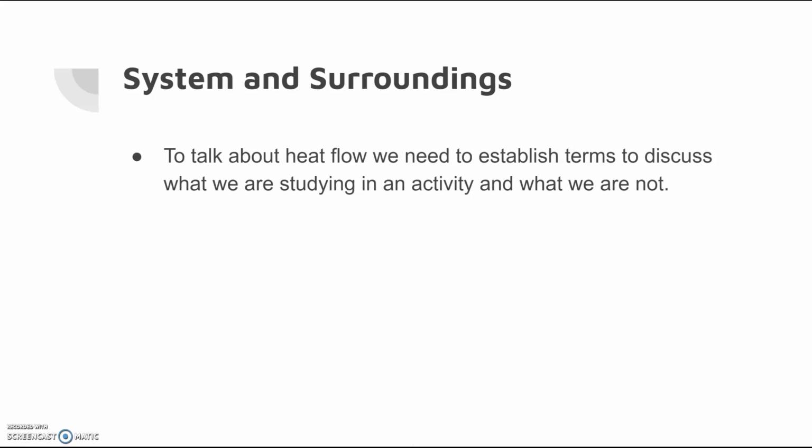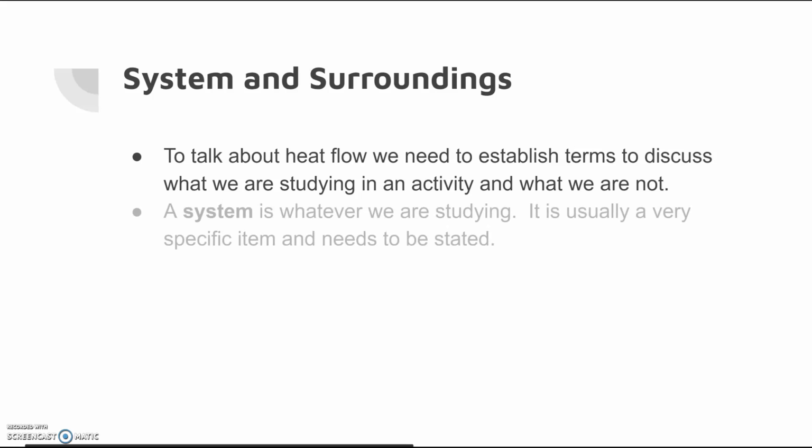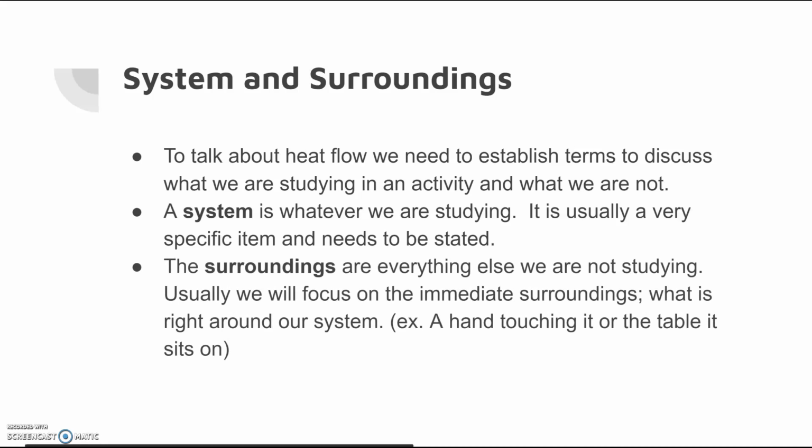Alright, to talk about heat flow, we need to establish terms to discuss what we're going to be studying. A system is what we are studying. It is usually a very specific item that needs to be stated. The surroundings is everything else that we are not studying. Usually we will focus on the immediate surroundings, what is right around our system. For example, a hand touching it or the table it sits on.